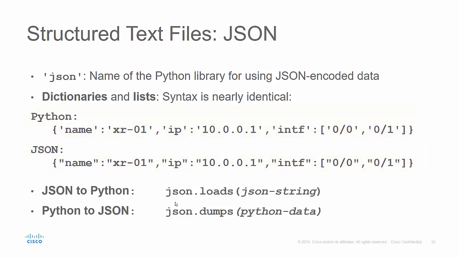In order to translate from JSON to Python, you will use the JSON.loads function, providing the JSON string, which will then get converted into Python data structure format. In order to convert in the opposite direction, you will use JSON.dumps, and this will convert your Python data into JSON format.